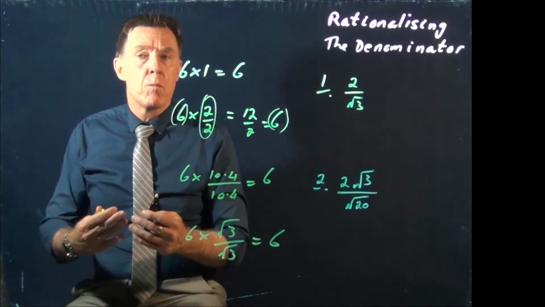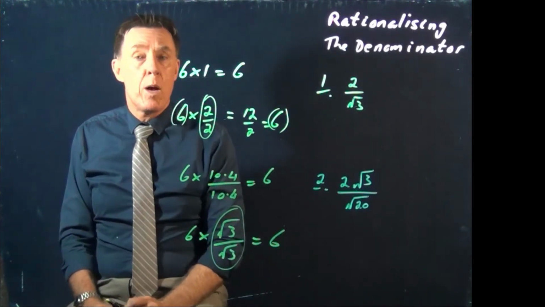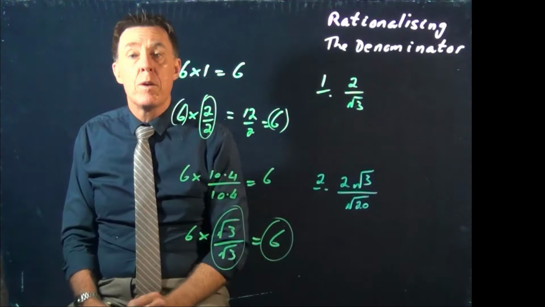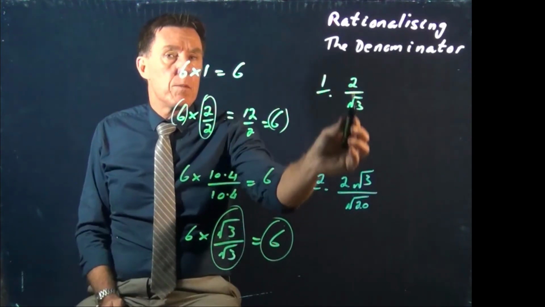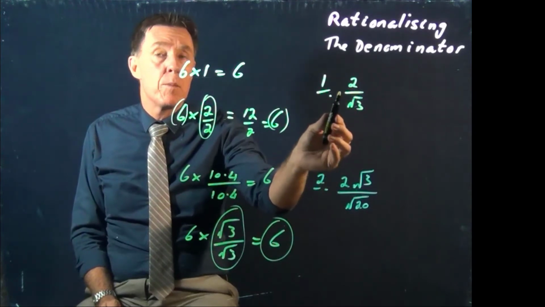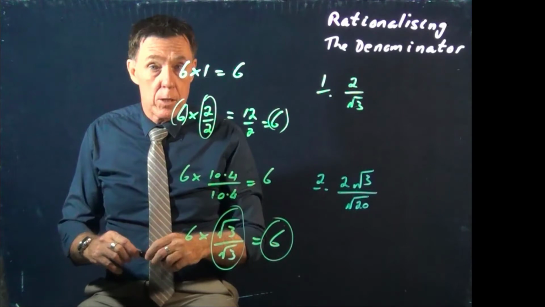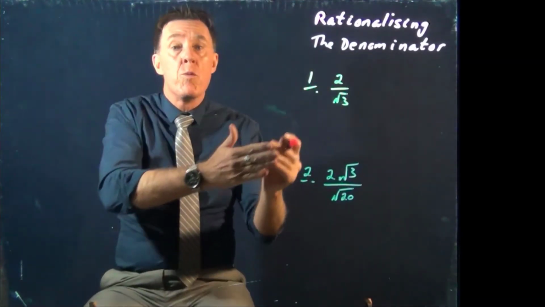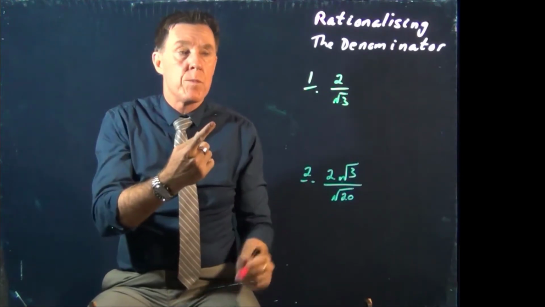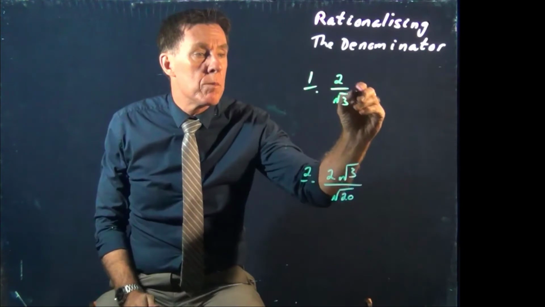So you're probably thinking, well, what's the point of timesing through by something that equals 1 if we don't end up changing the value? And that's the key point. We don't want to change the value. We want to keep 2 over root 3, whatever value it comes to, we want to keep it that value. So the way we work around this is as follows. Now, we're going to multiply this through by a value of 1 so that the overall value of the fraction doesn't change. This is how we do it.